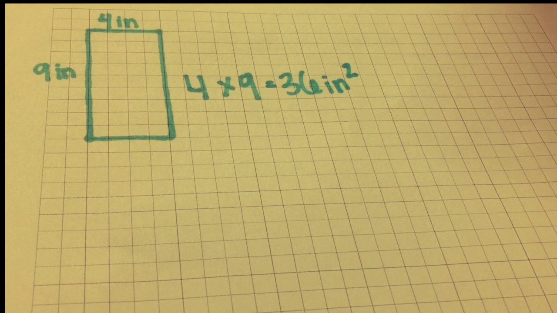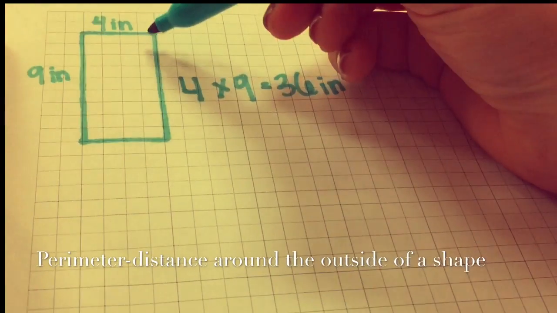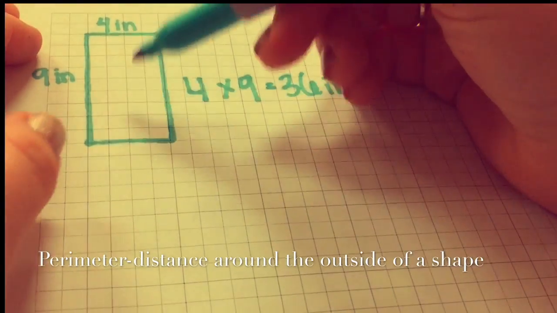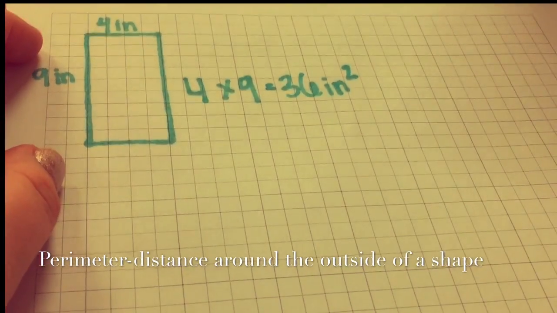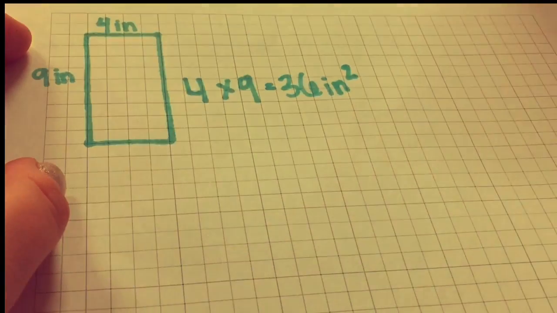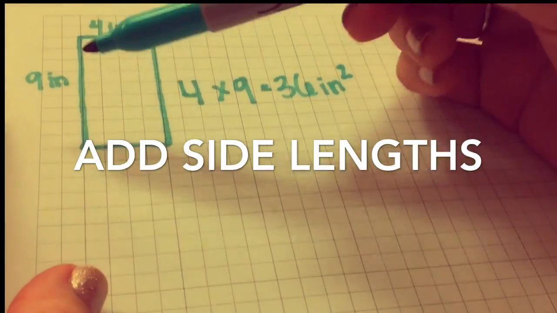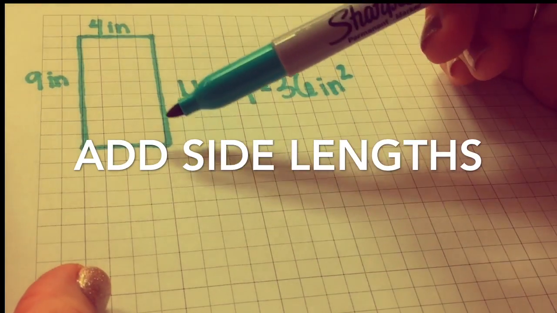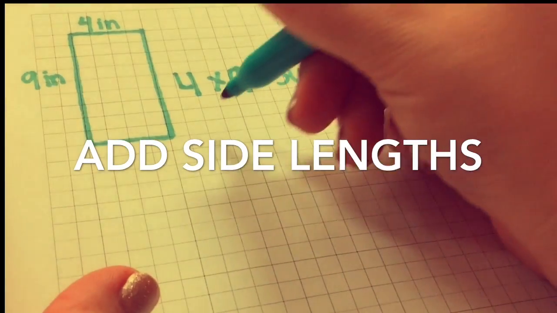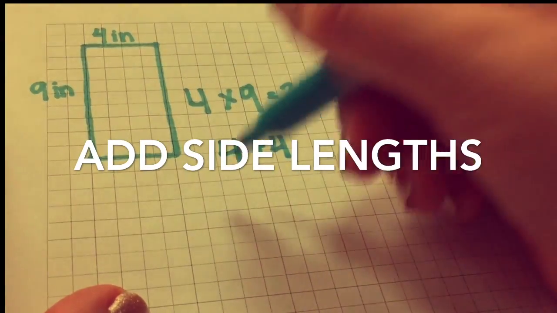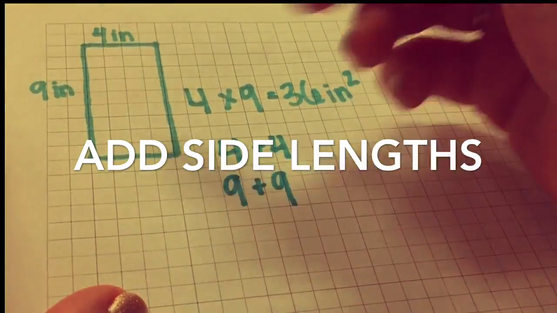Tina's picture has to have the same area but a smaller perimeter. Let's find the perimeter of Alfonso's picture. Now I could count all the squares going all the way around Alfonso's picture. Or I could add 4 plus 4. Because this side is 4, I know that this side has to be 4 as well. And same thing with this side. This side's 9, so I know that this side must be 9 as well. So we have 4 plus 4 from these two sides, and 9 plus 9 from these two sides.